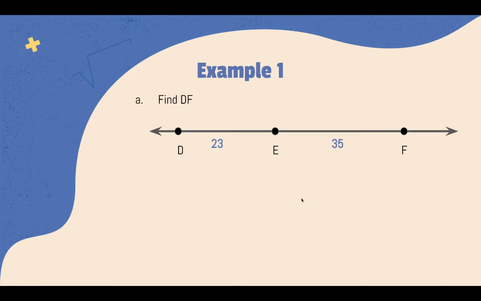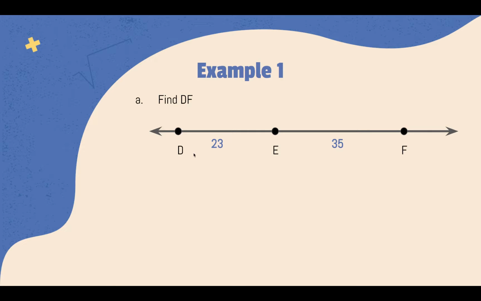Okay, so let's go ahead and put that into practice. In example 1, it says find DF with nothing above it. So this is a number. It's asking us to find or calculate this number. D is here and F is here, so we want to know how long is segment DF. And what is that value?